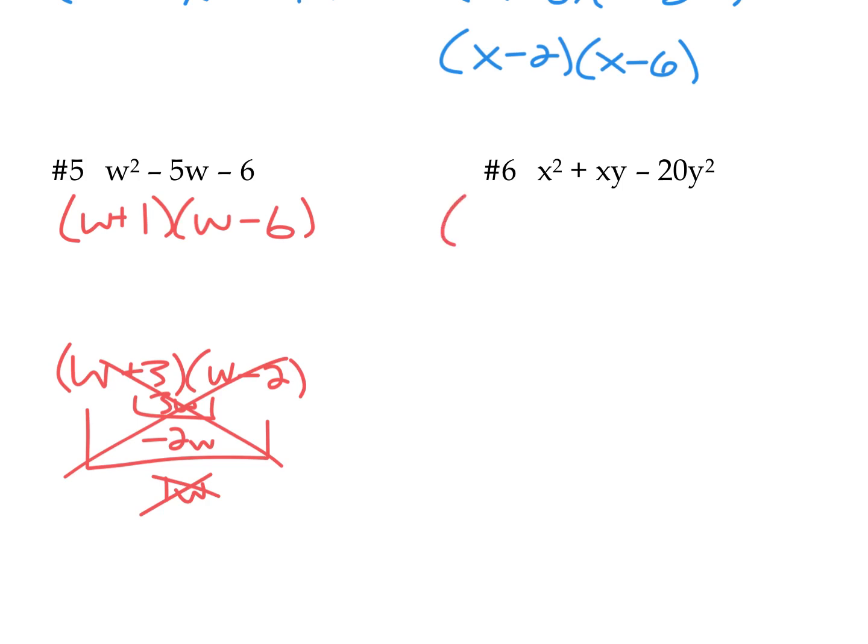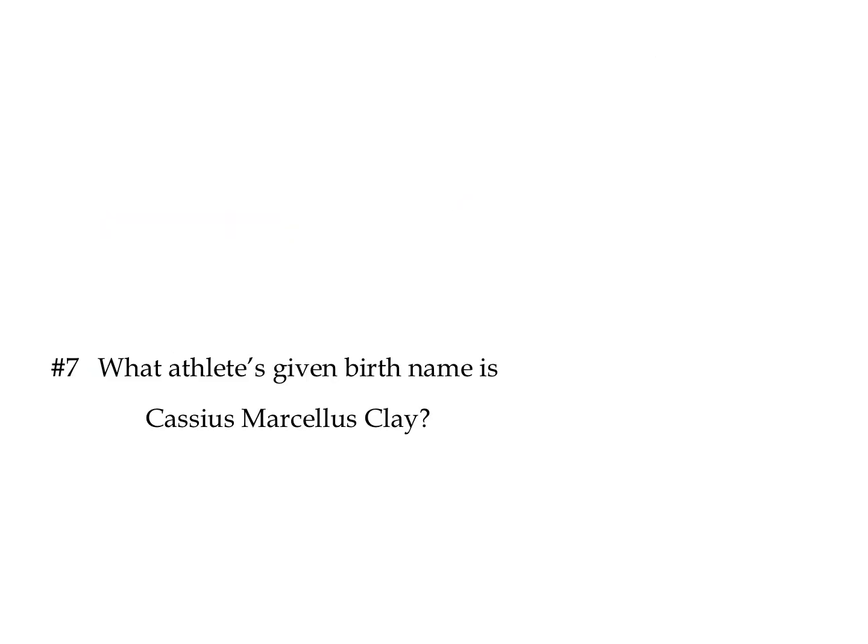And then number 6 here. So I've got two variables. That's fine. I've got an x and a y. In my second term of my binomial, I'm going to have a y then. So I'm going to have a positive and a negative because I need to multiply and get negative 20. And I want to add up to a positive 1. Keep in mind, there's a 1 there that I don't have to write, that we don't see in front of that xy. So it's going to be a positive 5 and a minus 4. So those are the numbers that multiply to give me negative 20 and add up to positive 1.